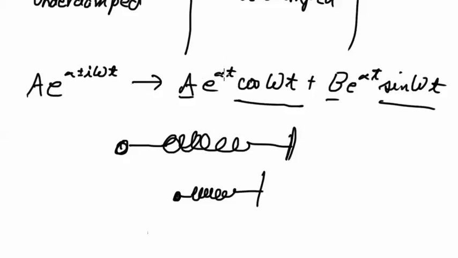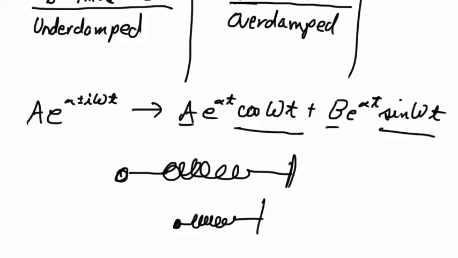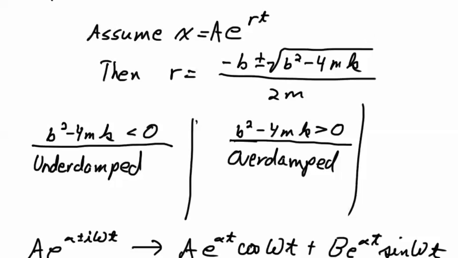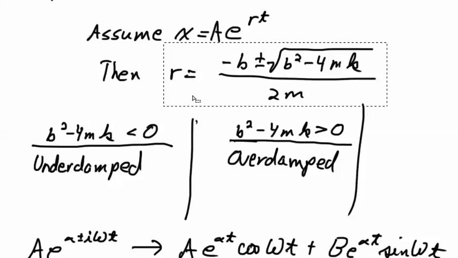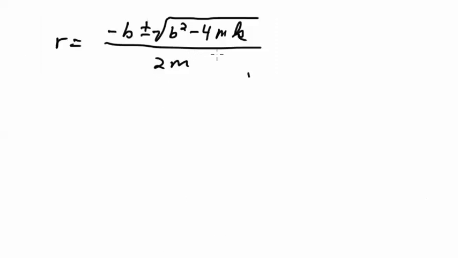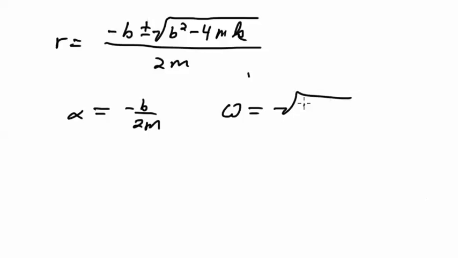So the only thing remaining is to figure out what alpha and omega are. All we're going to do there is take this r, or this quadratic formula, and convert it into a real and imaginary part. So if b squared minus 4mk is less than 0, then the real part is going to be alpha equals negative b over 2m, and omega is going to be the square root of b squared minus 4mk over 2m.